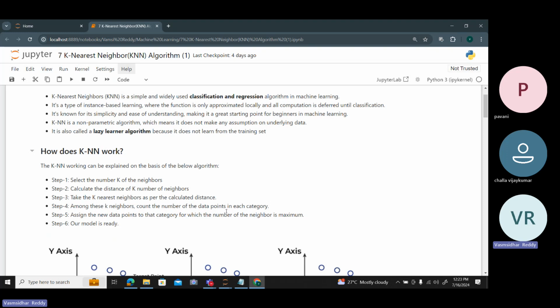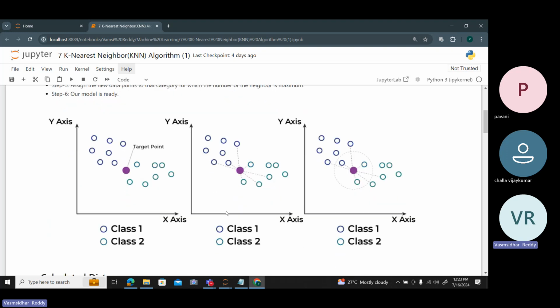So if A and B are the two categories, the new data point's neighbors contain, say, A category 3 and B category 2. So we need to decide which category this data point belongs to and assign the data point to that category. And our model is ready. This is the process. Okay.